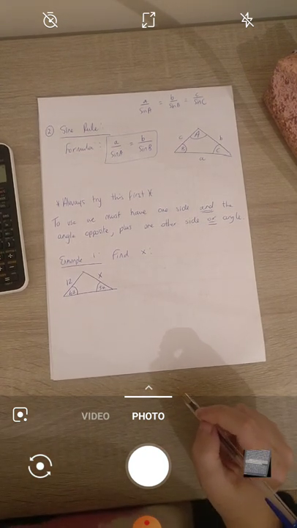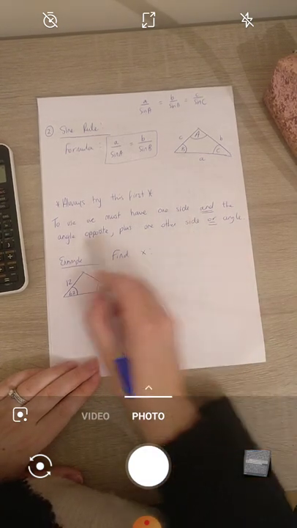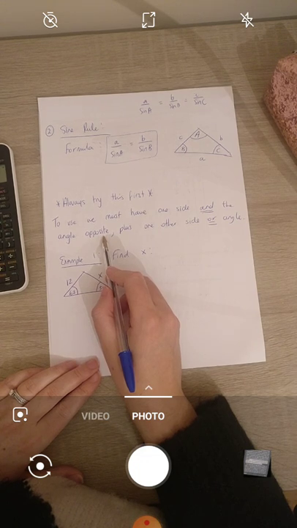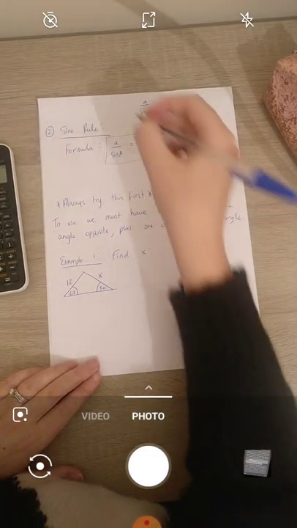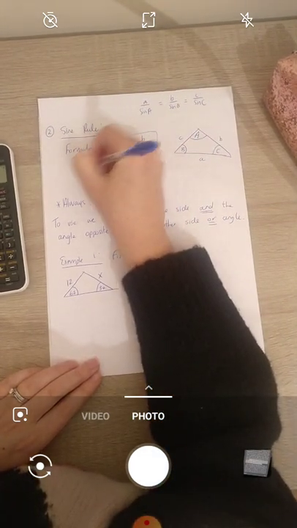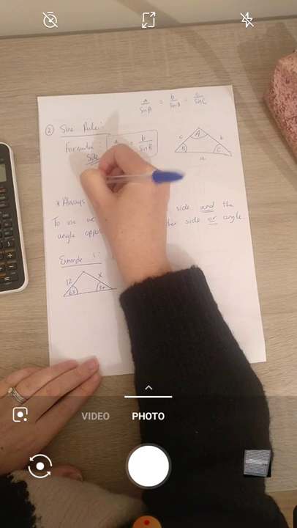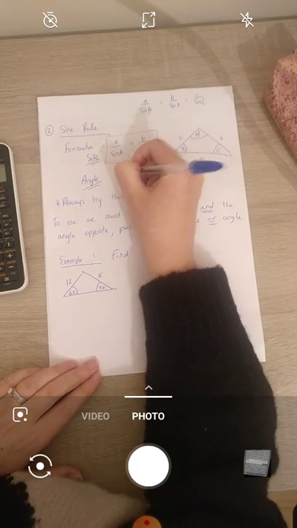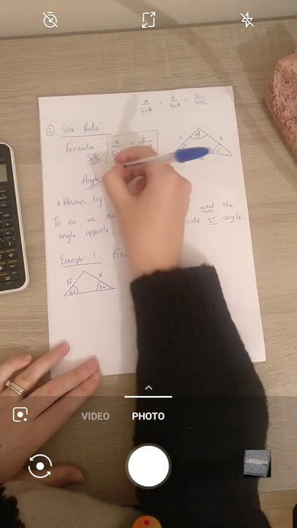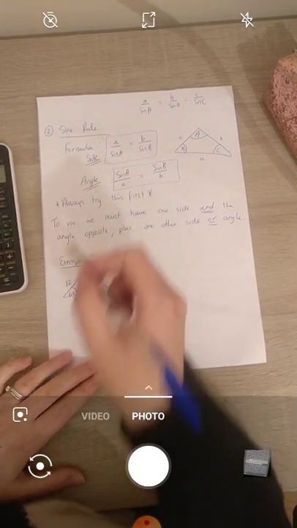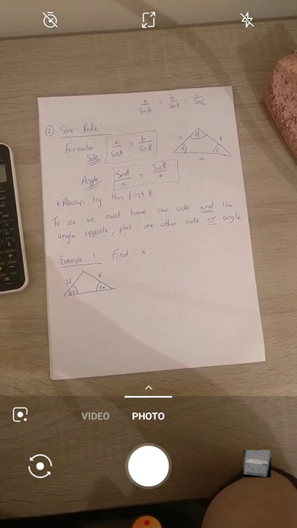For you to use this, you're going to have to be given one side and one angle directly opposite, plus one other side or angle. Now if we're trying to find a missing side, then we're using a over sine A equals b over sine B. If we're trying to find a missing angle, we use the same formula, but we flip the angles and sides. So I always try this first when I'm given a question and I'm asked to find the side or the angle in a non-right angle triangle.